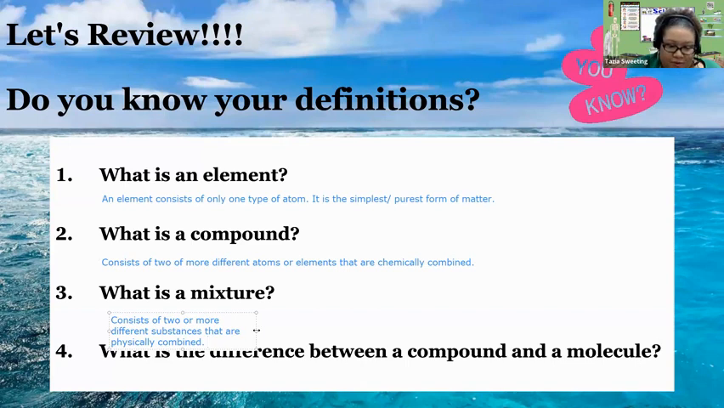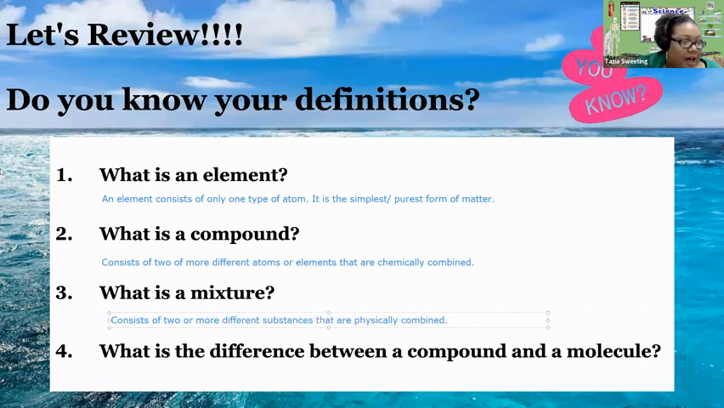All right, so those were the first three definitions you guys gave me. Now, when it comes to the difference between a compound and a molecule, remember the statement we said last week? All compounds are molecules, but not all molecules are compounds. And it's because in order for something to be a molecule, all you need is two atoms or two elements chemically joined together. That's what a molecule is.